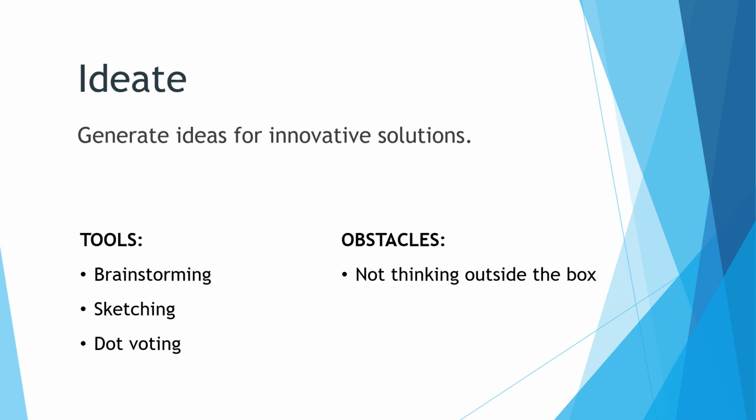Now, we should take what we've learned in the earlier phases and think about different ways that we can solve the problem. Remember, no idea is a bad idea. When you're working in a group, you should create different ideas and decide on maybe the most workable one. The tools that we use during this phase are brainstorming, sketching, and dot voting.